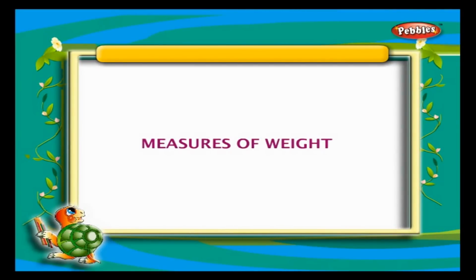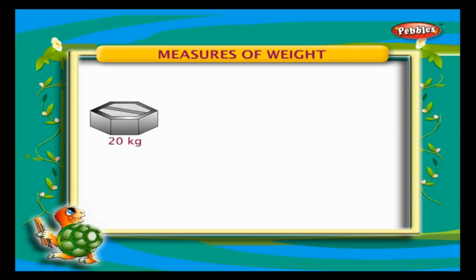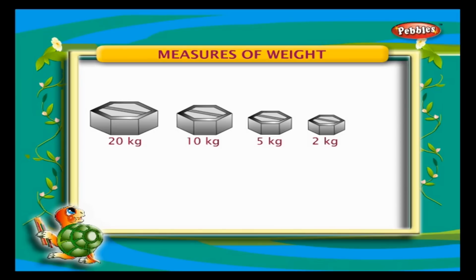Measures of weight. Some goods like vegetables and provisions are weighed with the help of a balance and weights. Kilogram is the unit for groceries and vegetables. The weights are in 20 kilograms, 10 kilograms, 5 kilograms, 2 kilograms, and 1 kilogram.